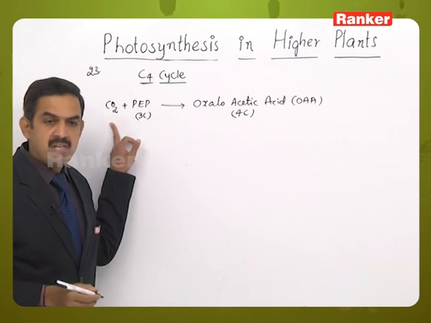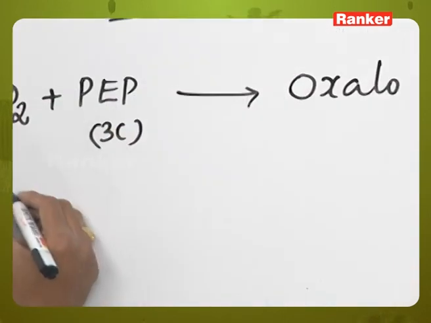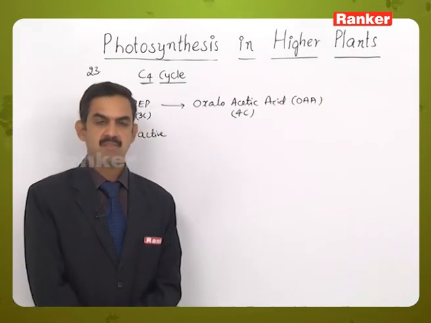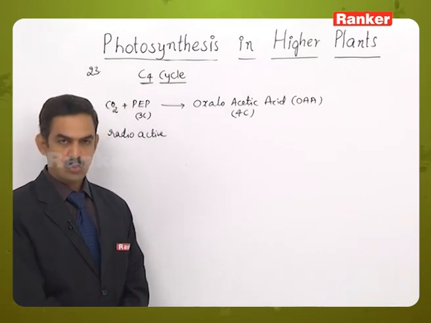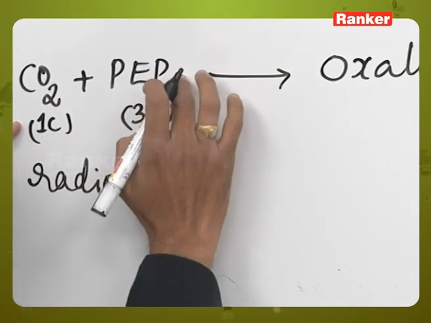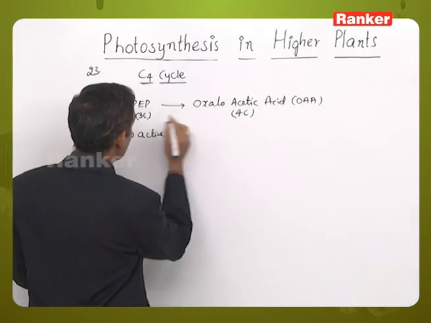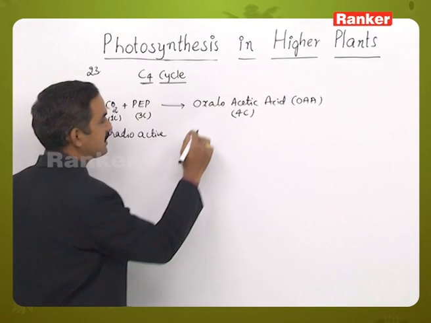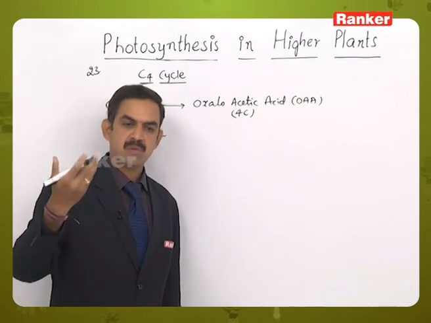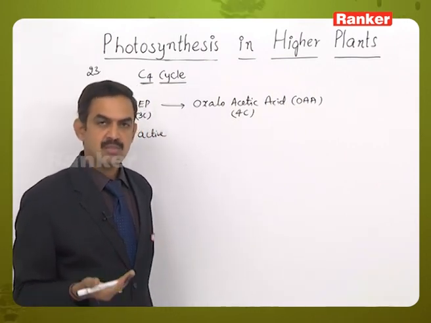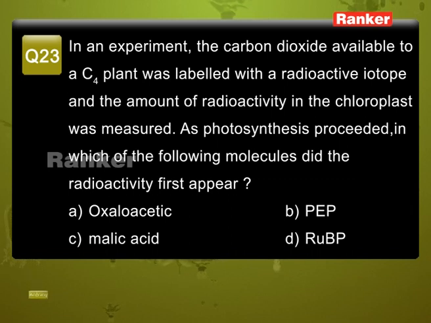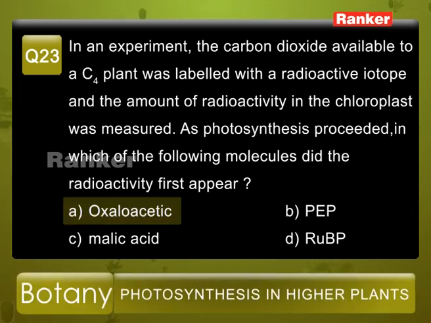So here the question is that the carbon dioxide which is provided is radioactive, that is, carbon dioxide labeled with the radioactive isotope. This carbon dioxide has 1 carbon, which combines with the 3 carbons present in PEP and is converted to oxaloacetic acid. So the first radioactive compound formed in the process will be oxaloacetic acid. From there, of course, it will move to malic acid, and from there to other compounds like PEP also. So the first compound having that radioactive carbon will be oxaloacetic acid. So from the given options, option A is the correct answer.